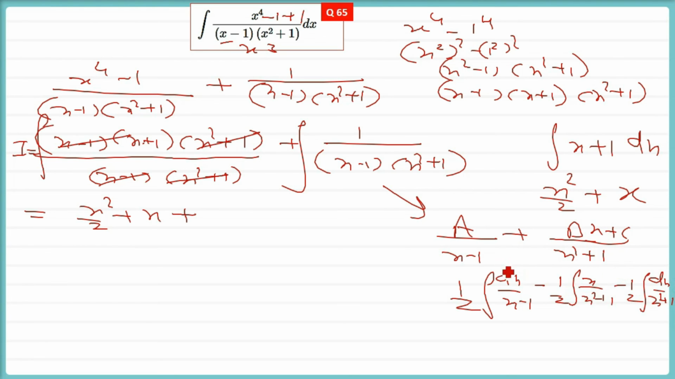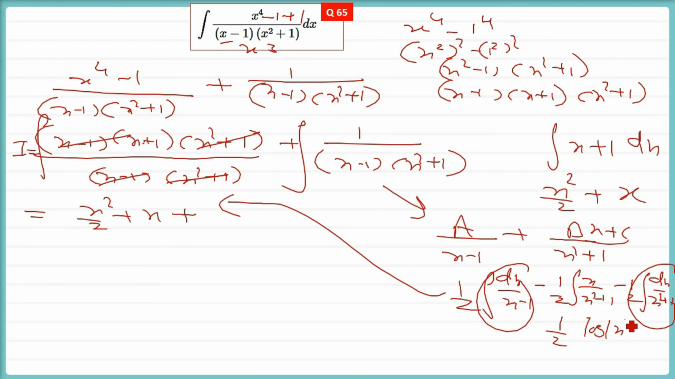Now you have already known this. Just add these two, x square by 2 plus x plus this result, and you'll get the final result. Now dx divided by x minus 1 will be log x minus 1. And dx divided by x square plus a square will be 1 by a tan inverse x by a. x divided by x square minus 1 will come as half log x square minus 1. Half into half will be 1 by 4.